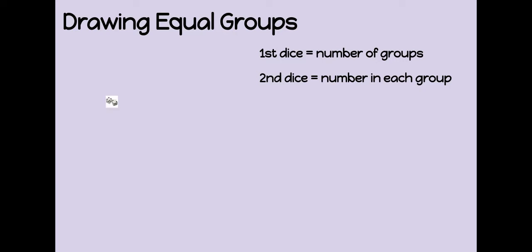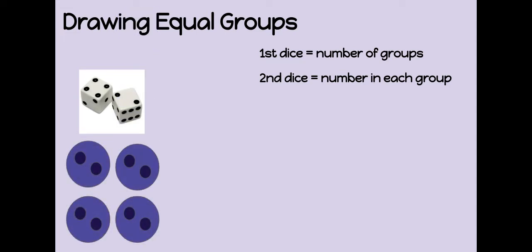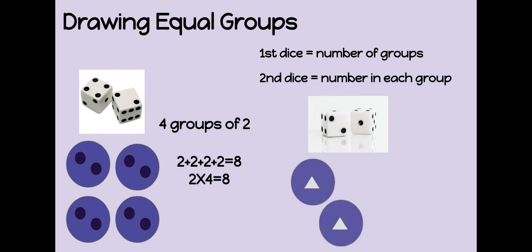Now we can do the same thing with equal groups. The first dice is going to tell us how many groups there are. The second one is going to tell us how many you're going to put in each group. So for this one, we're going to have 4 groups of 2. You would be adding 2 plus 2 plus 2 plus 2 equals 8, or 2 times 4 equals 8. And for this one, you're going to do 2 groups of 1. So 1 plus 1 equals 2, or 2 times 1 equals 2.